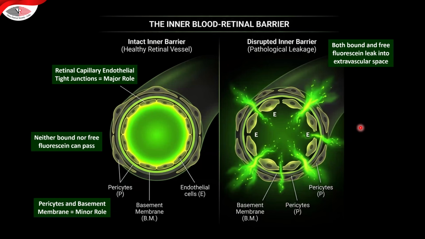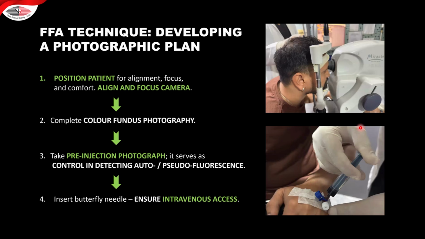And when we go to the intact inner retinal barrier, there's an intact inner barrier normally, which has retinal capillary endothelial tight junctions, which play a major role in preventing any egress. Neither the bound nor free fluorescein can pass because of all these properties of the inner intact barrier. But once it's disrupted due to a pathology, all these pericytes, basement membrane, endothelial cells can all lead to a leakage, and both the bound and the free fluorescein can leak into the extravascular space.